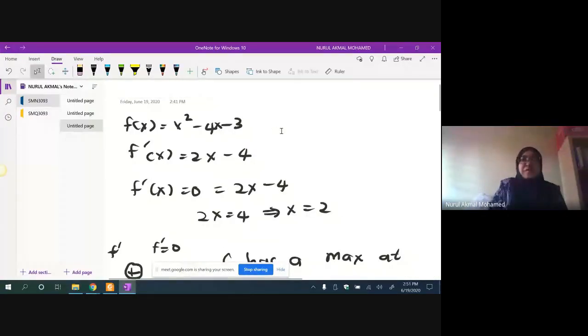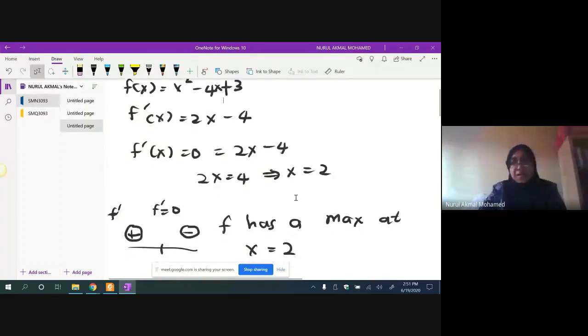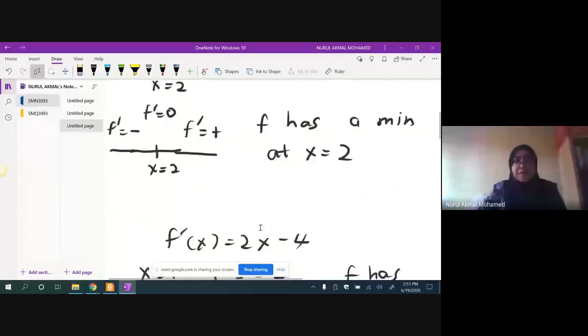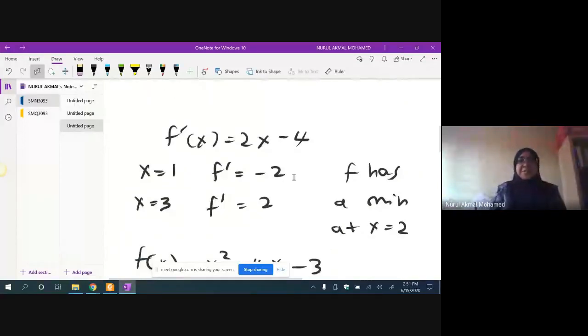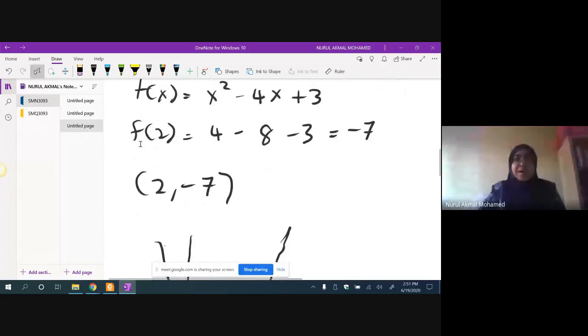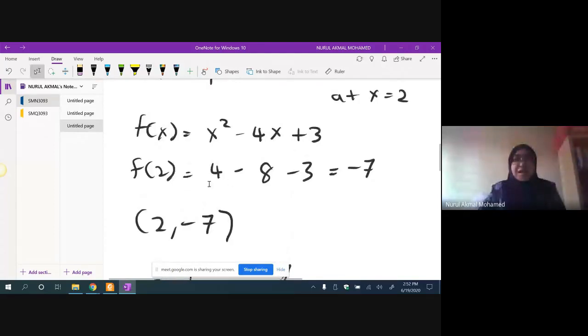Okay, so from here, f prime is 2x minus 4. This is correct. Okay, this is correct as well. Okay, this one is okay. Okay, f prime, this is correct. Okay, start from here. You have f equal to x squared minus 4x plus 3. And then this one, f of 2 will be what? 4 minus 8, okay, plus 3.